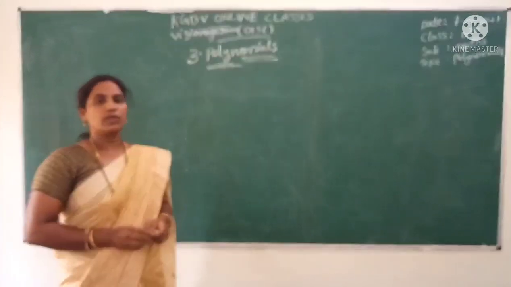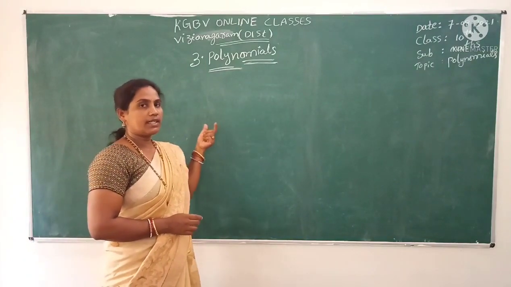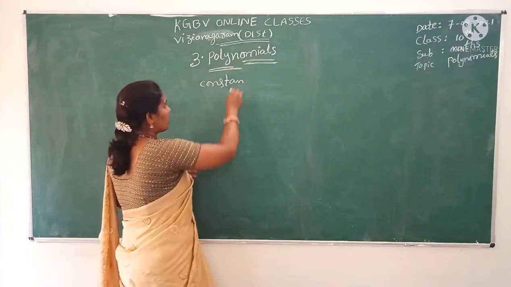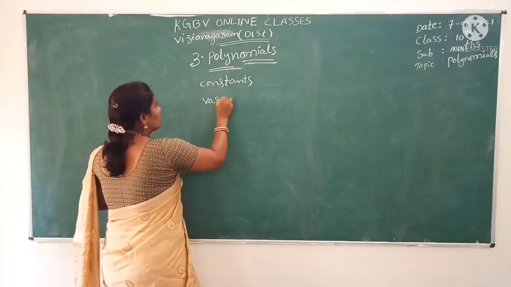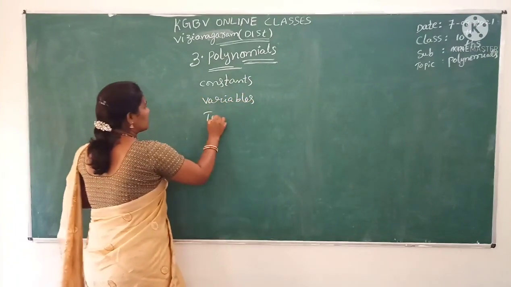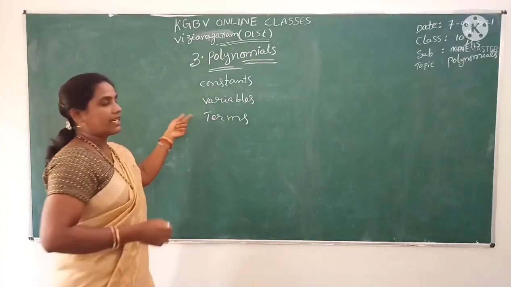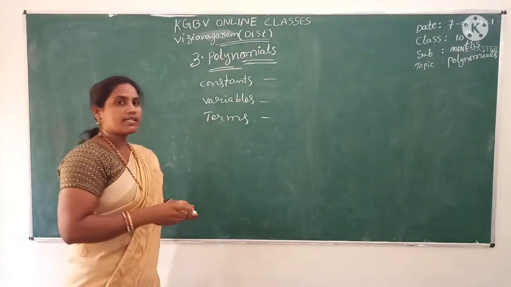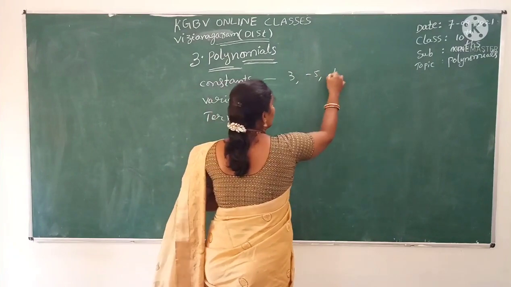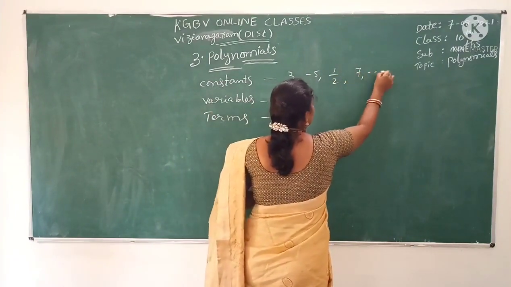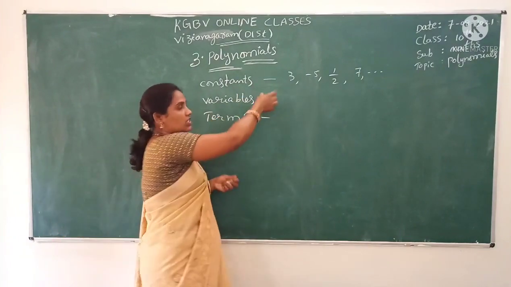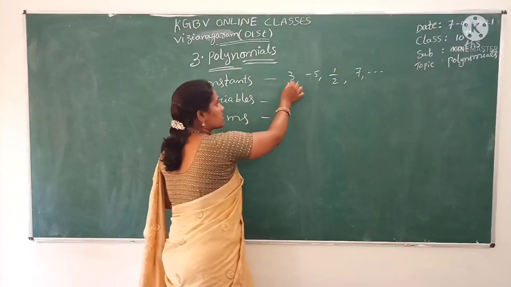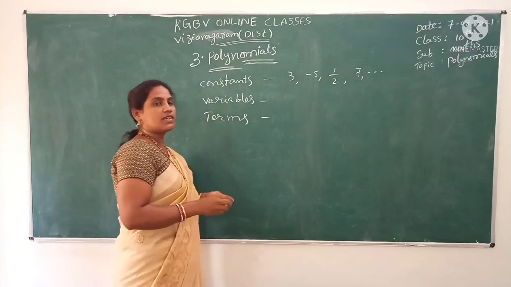Already in earlier classes we have learned some terms, that is constants, variables, and terms. These three terms are known from earlier classes. Constants. What are constants? Like 3, -5, 1/2, 7, etc. These are constants. Constants means the value will not change. 3 will always be 3. So, constants will not change anywhere.